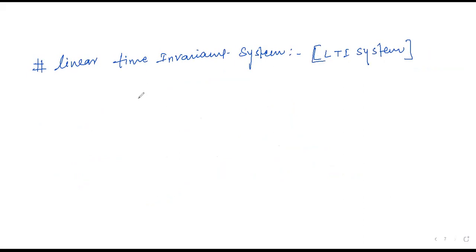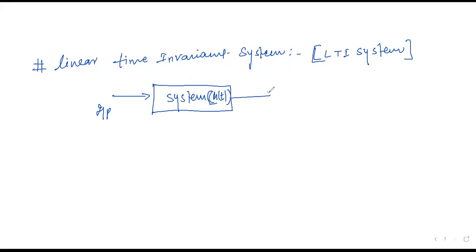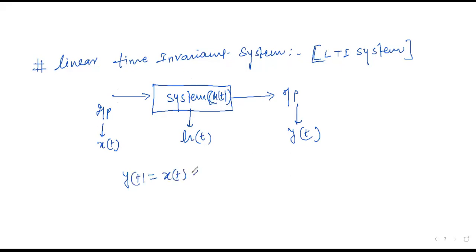The system is nothing but if there is an input which passes through a system whose impulse response is, let's say, h of t, and you will get the output. So let the input be x of t, the system h of t, the output y of t, and if it is operated in the time domain, then y of t can be written as x of t convolved with h of t.